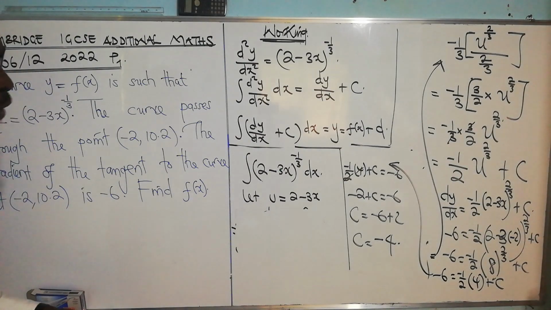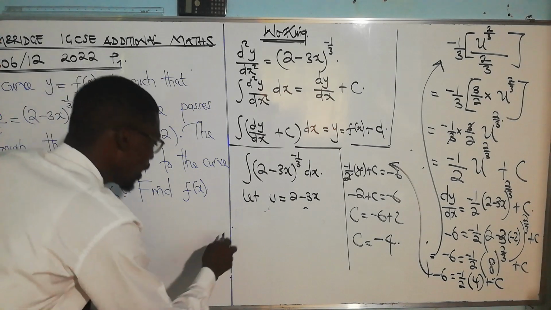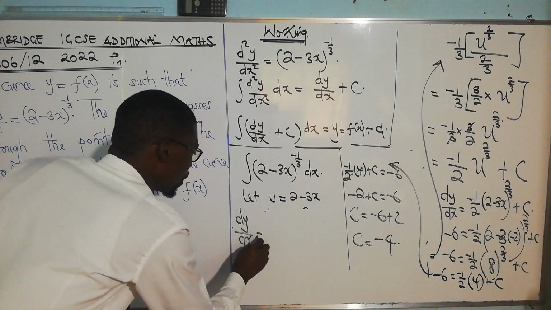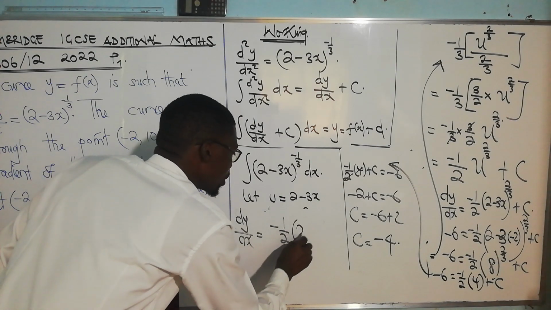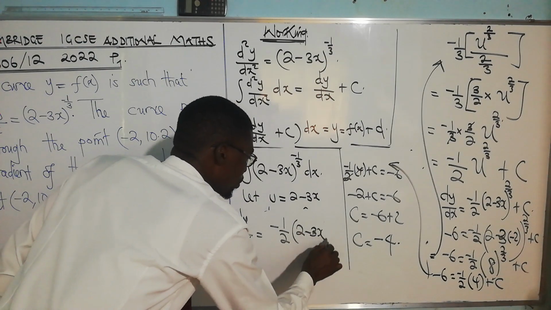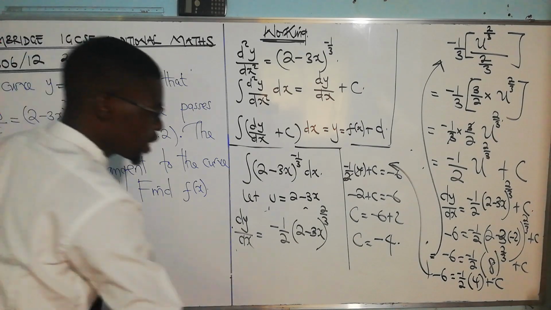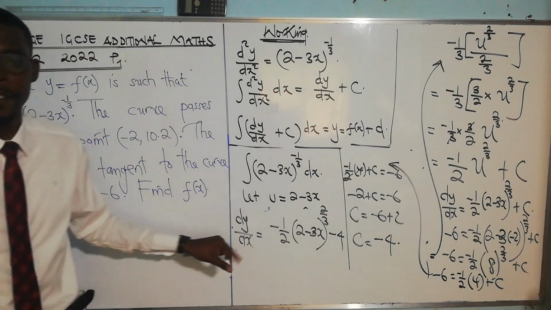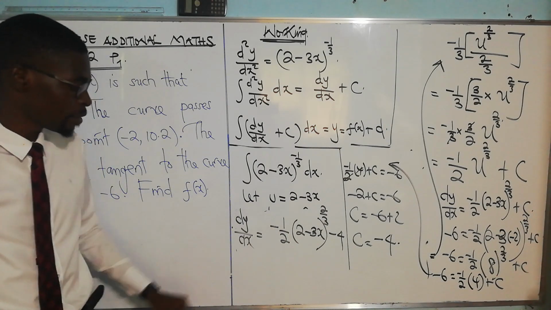Alright, so we have solved for c. We know what c is. c is negative 4. So meaning our dy dx is going to be equal to negative 1 over 2 times (2 minus 3x) to the power 2 over 3, then minus 4, because our c is negative 4. So this is the derivative function. The first derivative function is this one.